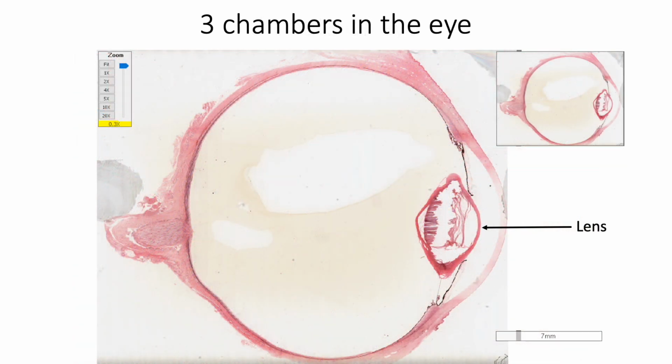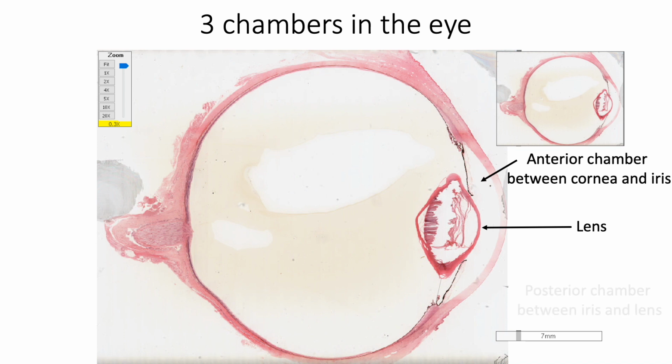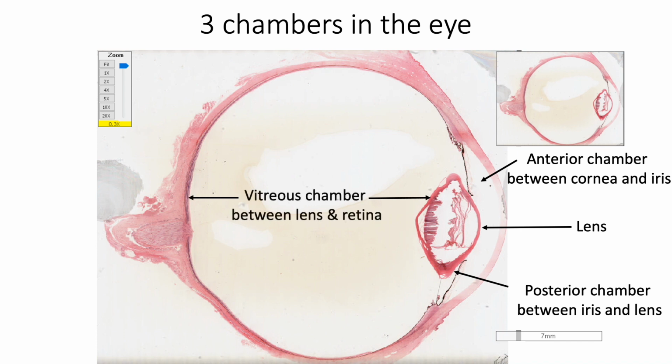In the eyeball, we can see 3 chambers. Anterior chamber lies between cornea and iris. Posterior chamber lies between iris and the lens. Both anterior and posterior chambers contain aqueous humor. Vitreous chamber lies between lens and the retina.